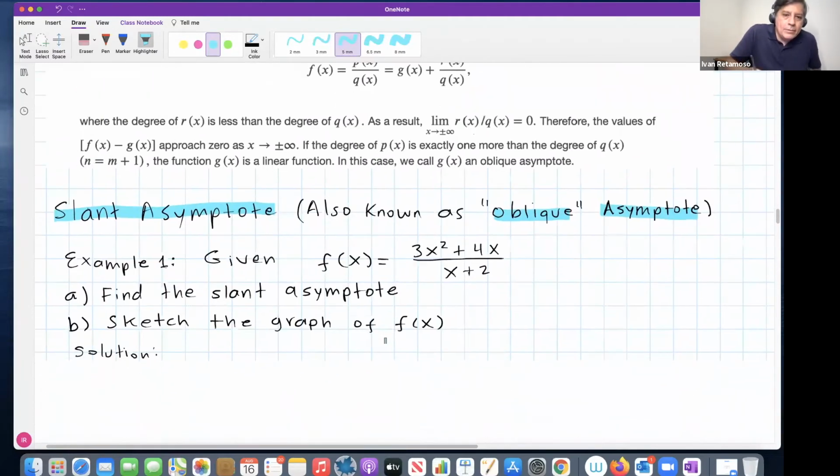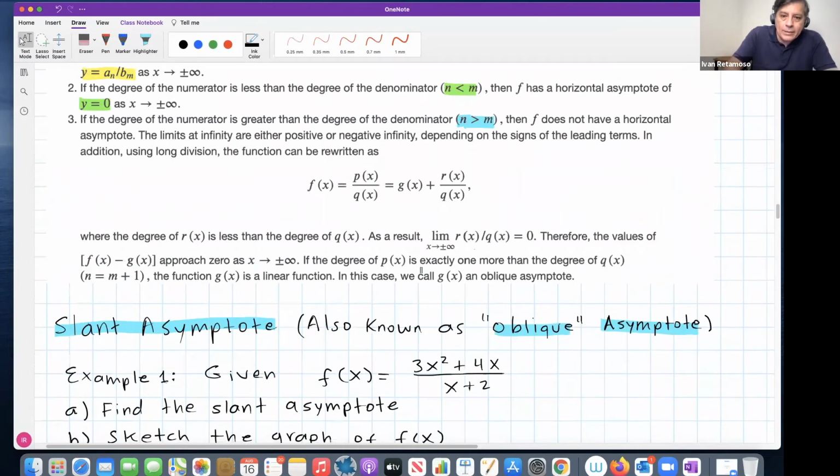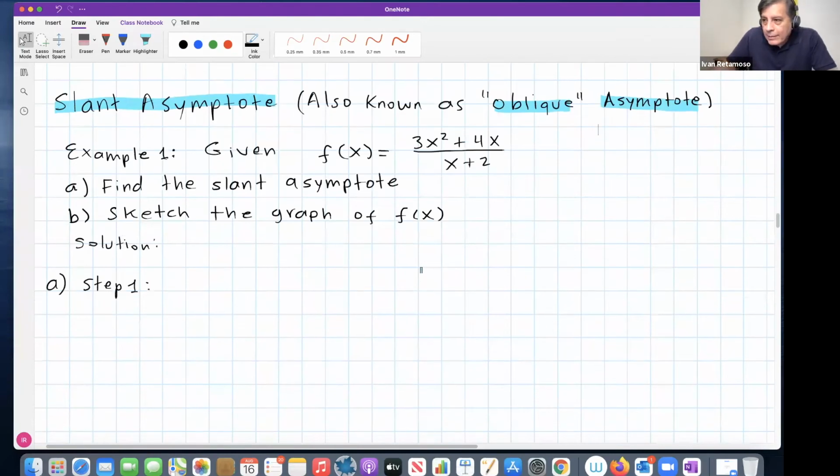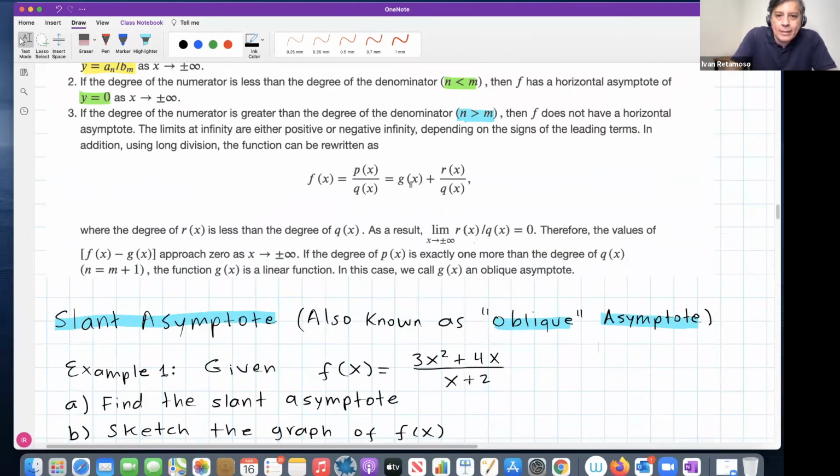For example, suppose they give you this top-heavy rational function and they ask you to find the slant asymptote and then sketch the graph of this function. So how do you find the slant asymptote? Well, you do it by division, as is stated here. You have to divide these two polynomials. Let's do the division of the two polynomials. And after that, we will identify our slant asymptote with the quotient. Maybe we should highlight it. The quotient of this, ignoring the remainder, should give you the slant asymptote.